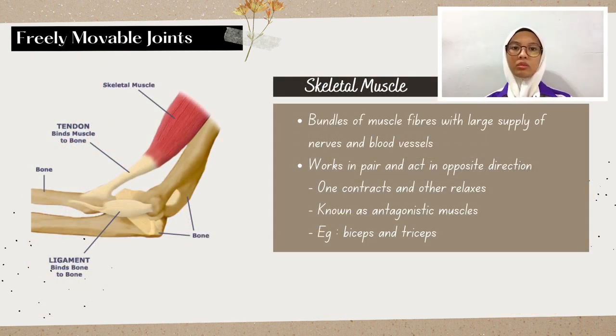Skeletal muscle is bundles of muscle fibers with large supply of nerves and blood vessels. It works in pair and acts in opposite direction. One contracts and one relaxes, known as antagonistic muscle. For example, bicep and tricep.